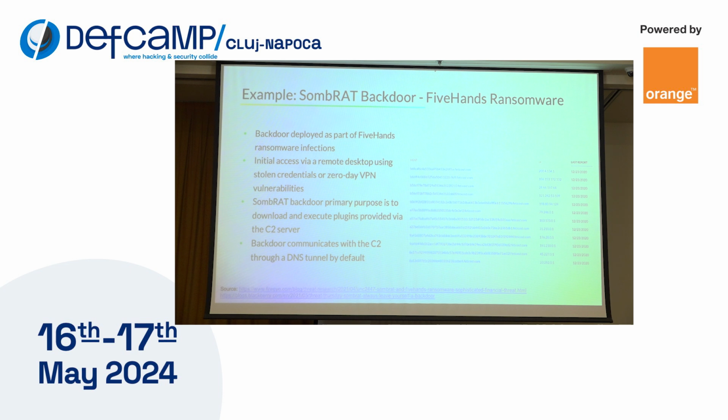Now, how does it look in reality? Here we have a backdoor called Sombrat, which was used, for example, with Five Hands ransomware. C2 over DNS traffic in reality will look like this one here. So you have some data encoded as a host name, and then you have a C2 domain name added, and then the C2 server responds with an IP address, which is basically not an IP address. This is just 4 bytes of data, which we see as an IP address, right?